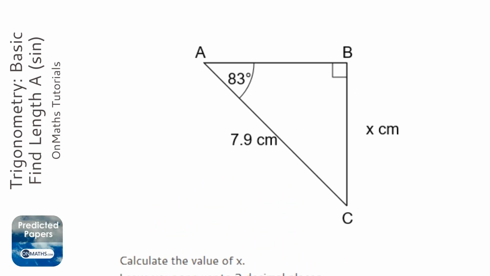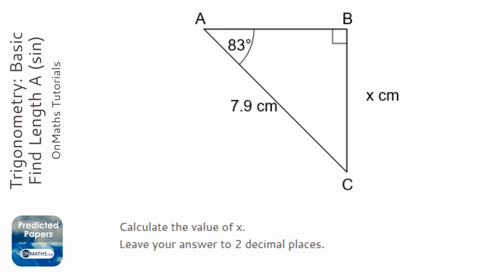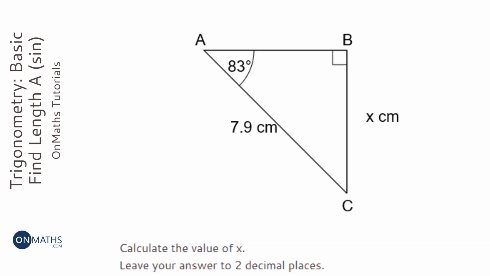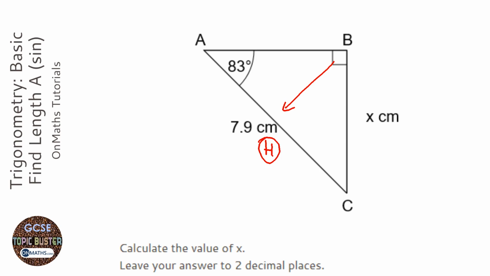Okay, so we're asked to find the length in this right angle triangle, but you're only given another length and an angle. When this is the case, this is going to be a trigonometry question. Step 1 of trigonometry, go across from the right angle and label that the hypotenuse.